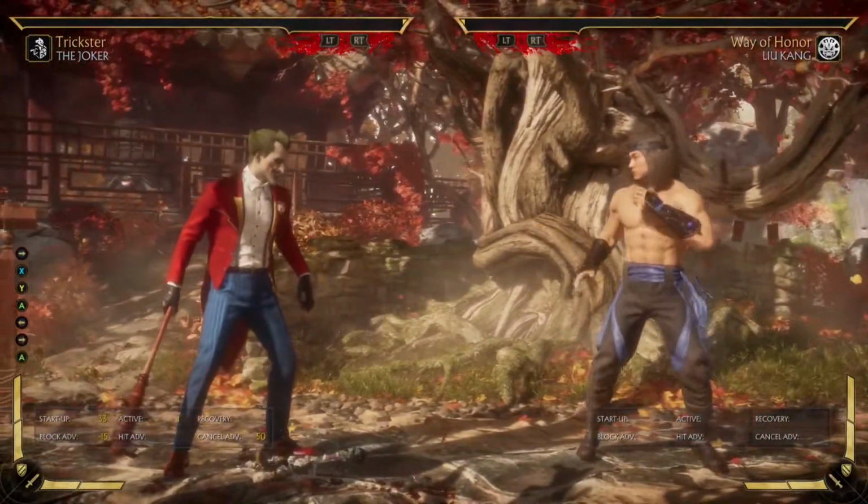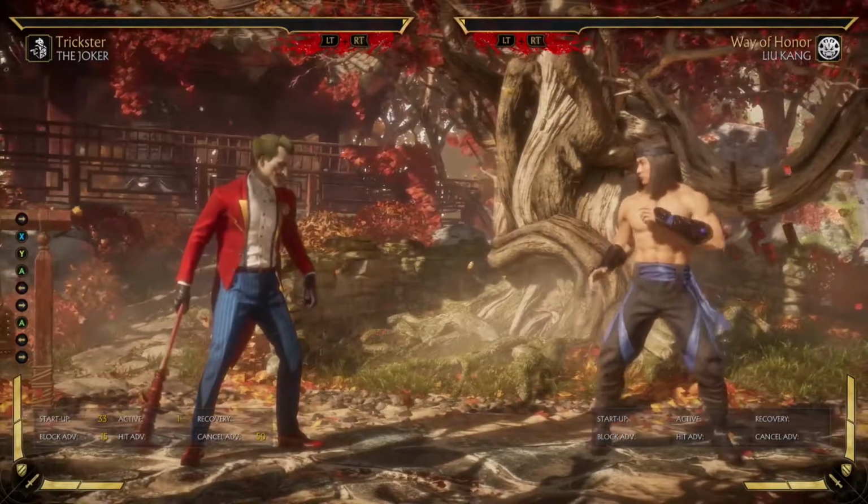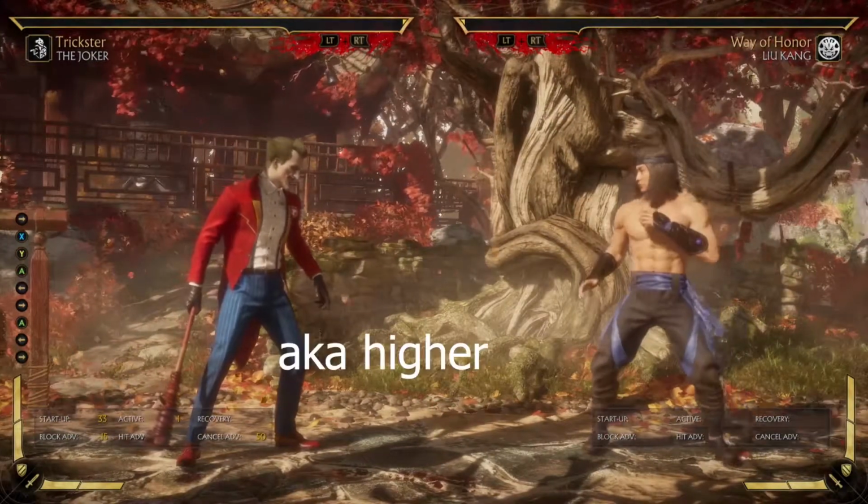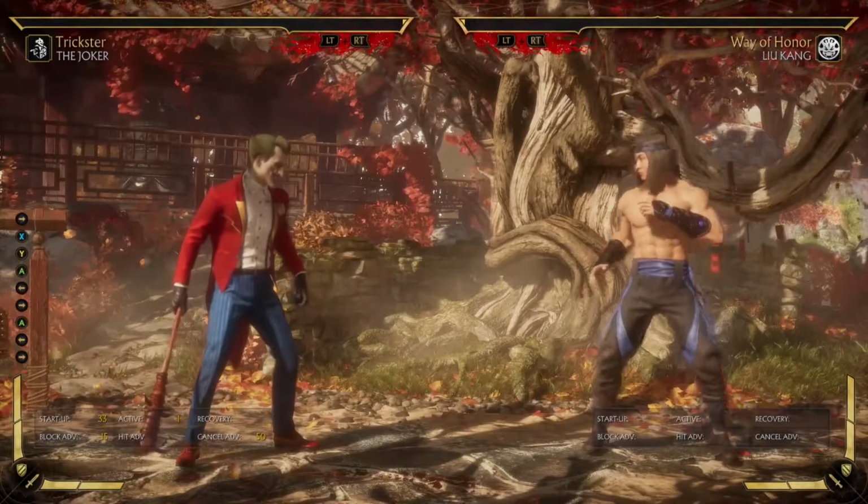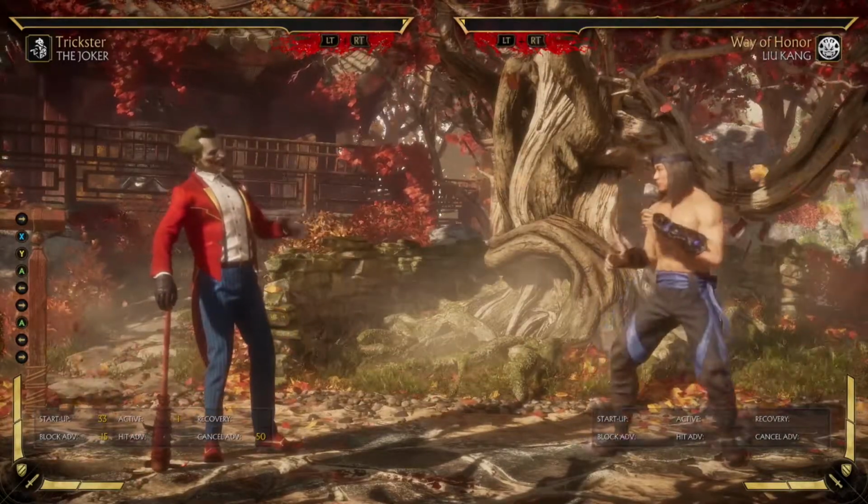It doesn't gel, it doesn't combo. Why? Because the startup frames of the Batsy Pew Pew is slower than the cancel advantage. Your cancel advantage has to be higher than your startup frame to jail.